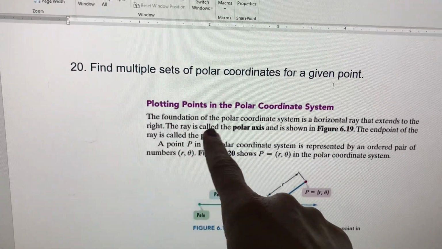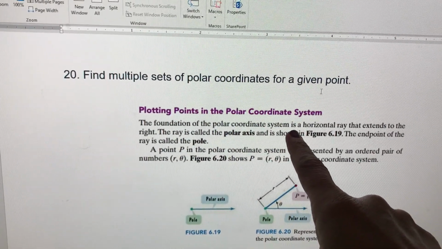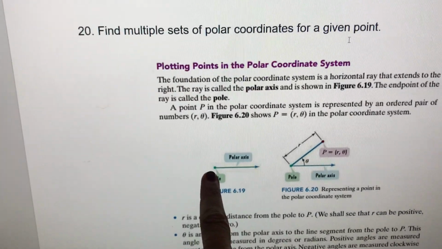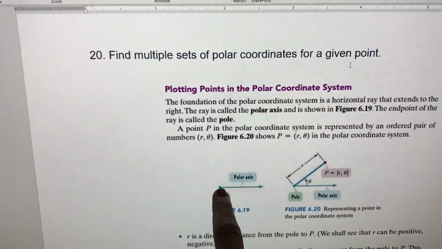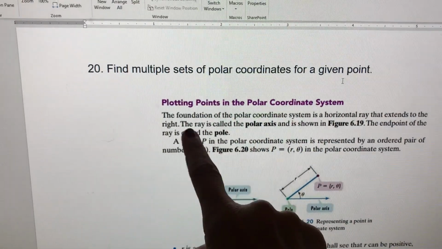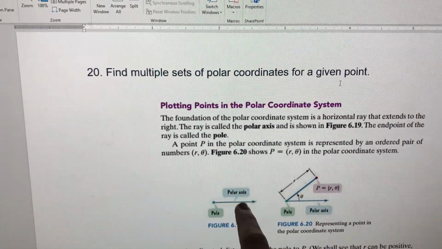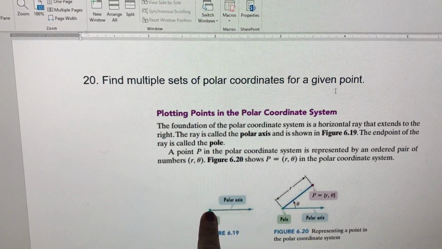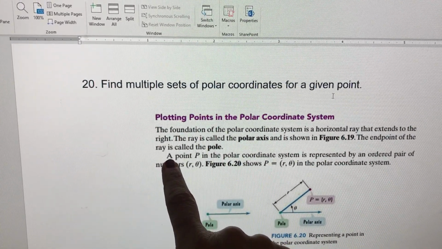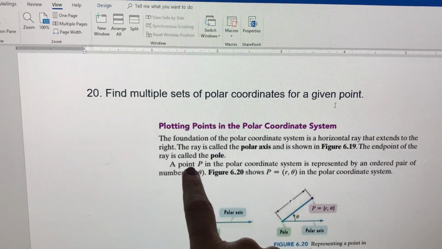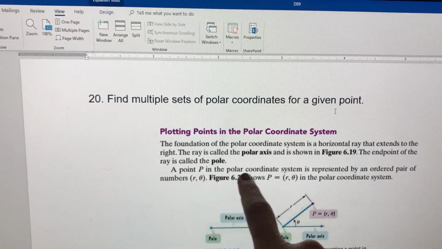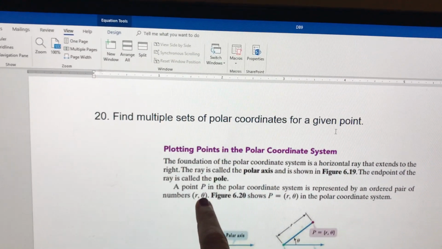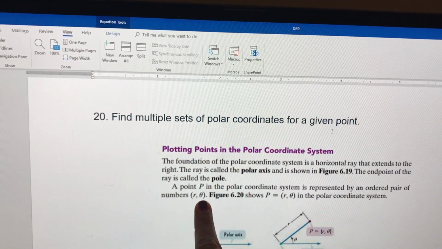So the foundation of a polar coordinate system is a horizontal ray that extends to the right. So here is an example. Sort of a ray kind of goes towards the right. The ray is called a polar axis, and the end point is called a pole. A point P in the polar coordinate system is representative of an ordered pair of numbers, r and some angle.